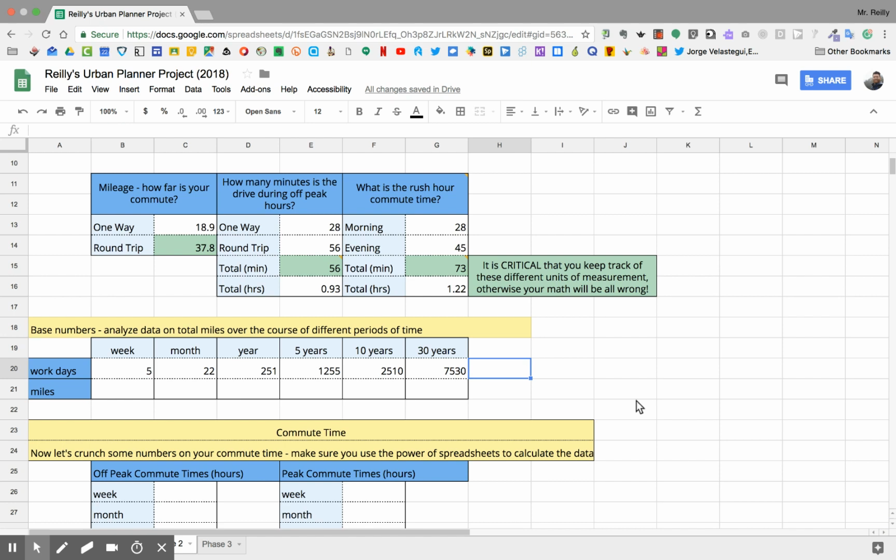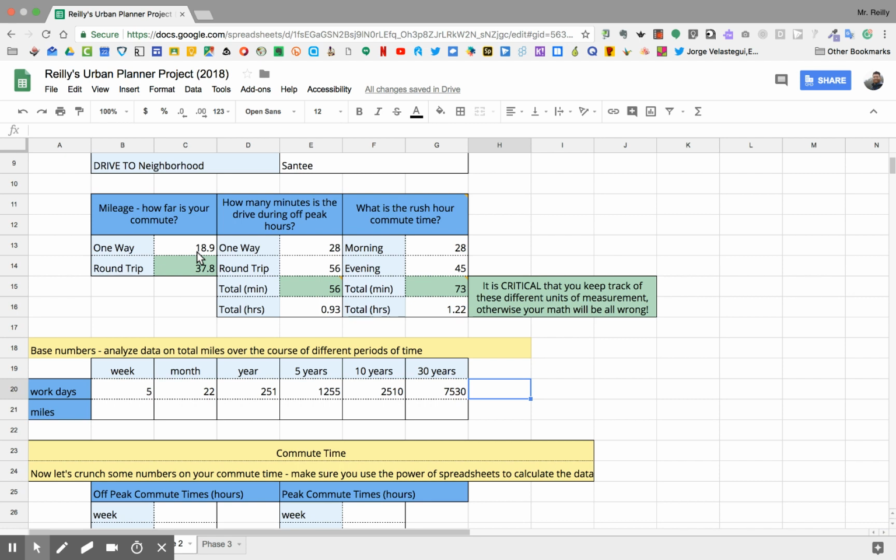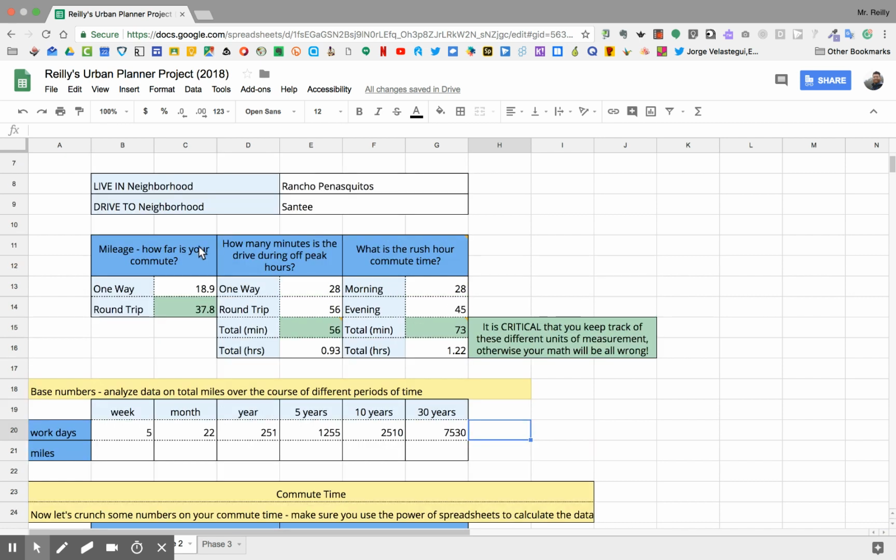So we've previously calculated how far you drive per day. For instance, if we looked at my example, PQ to Santee every day, round trip, that's about 37 miles, one way about 28 minutes. Sometimes I hit a little bit of traffic. Here's my totals. And this is probably how most people think of their commutes on a day to day basis.